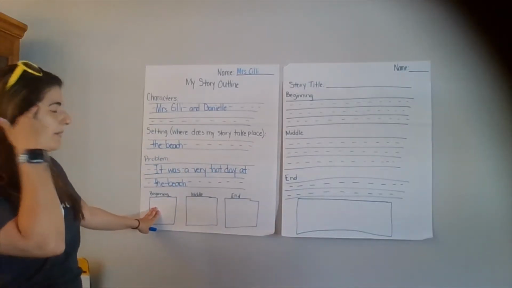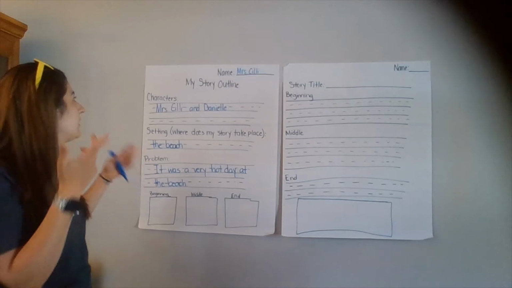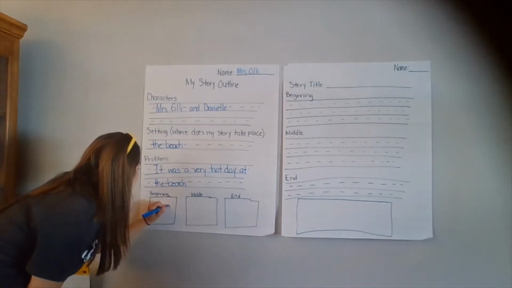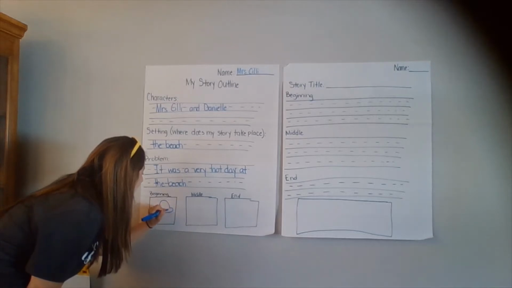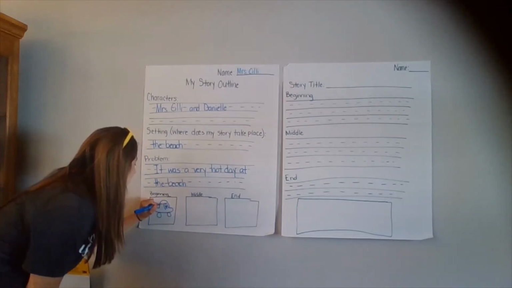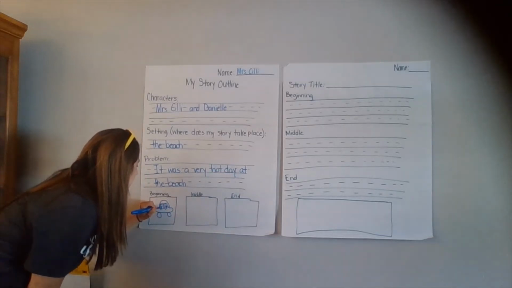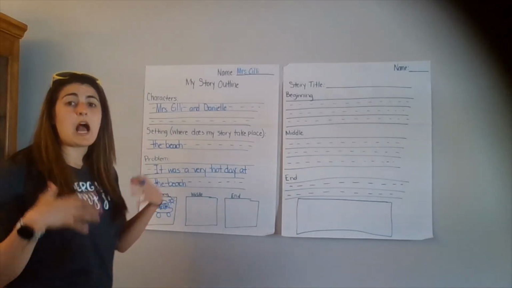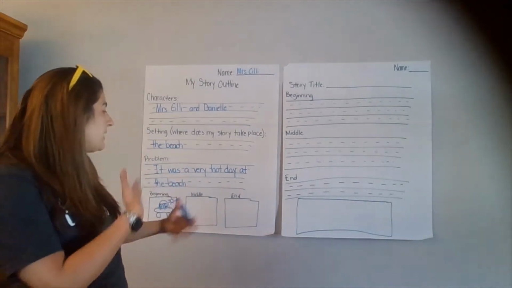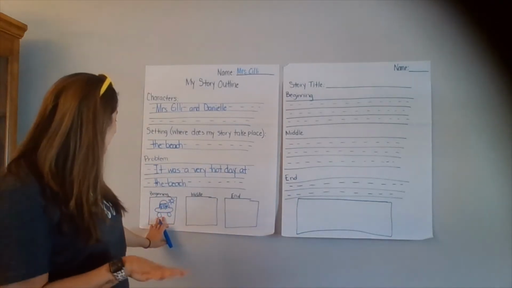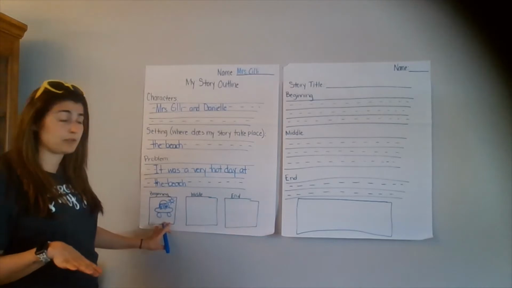So let's think about my story if I'm going to the beach. The beginning of my story is we drove to the beach. So I'm going to draw just a quick car. And here is Mrs. Chili driving to the beach. Here is my cousin Danielle. And this is just to give me a plan. It's just to remind me of how my story goes. So it doesn't have to be perfect. It's a quick sketch, doesn't even have to be colored.